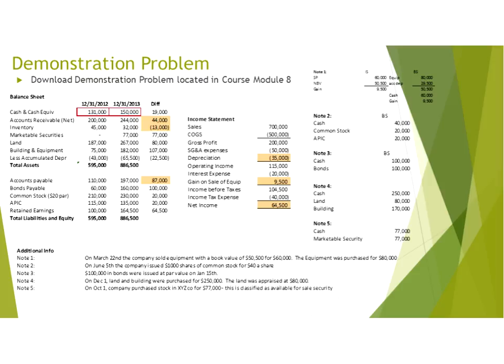Okay, so let's go on to Note 5. Here we have on October 1st, the company purchased stock in XYZ Company for $77,000. This is classified as available for sale security. Cash is $77,000 going out the door. Marketable security for $77,000. Again, reconcile it back to the balance sheet. We had 0 at the beginning of the year, 77 at the end of the year, so our net difference is $77,000.